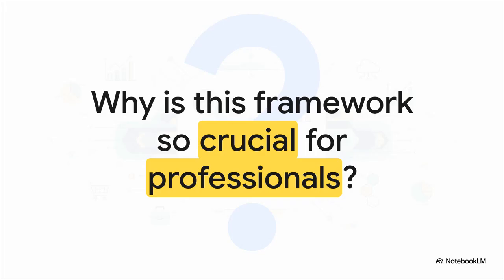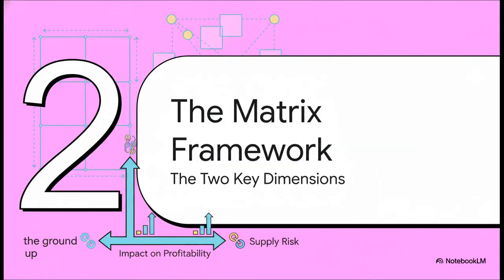So why is this framework so crucial for both students and professionals to get a handle on? Well, it's because once you've sorted all your items into these categories, you can stop treating everything the same. And that's a game changer. This is what helps a company go from just buying stuff to making really smart, strategic decisions that can save money and protect you from all those crazy supply chain shocks. It's basically a roadmap to smarter sourcing. All right, let's get into the matrix framework itself and start building out these two key dimensions. It sounds complicated, but trust me, it's pretty straightforward.